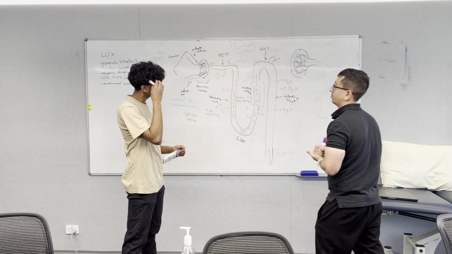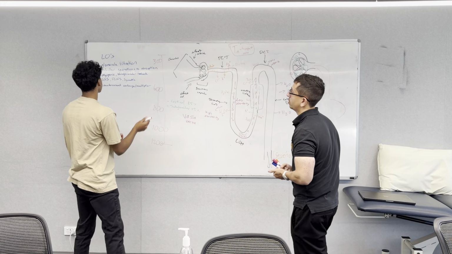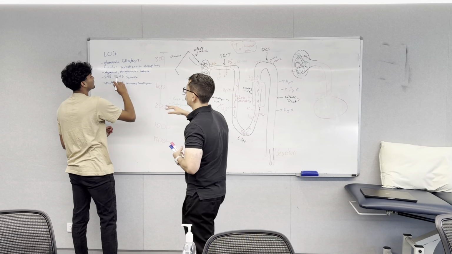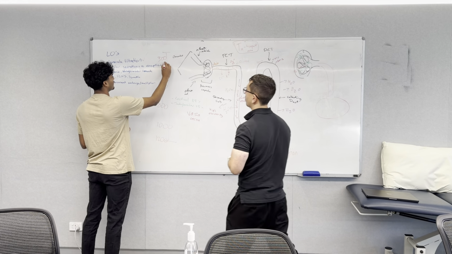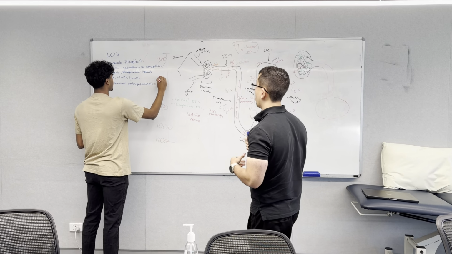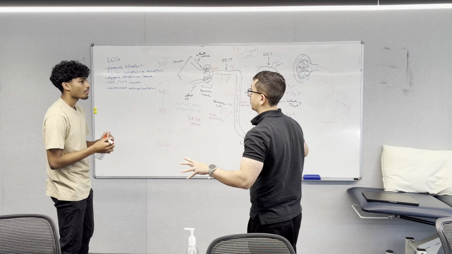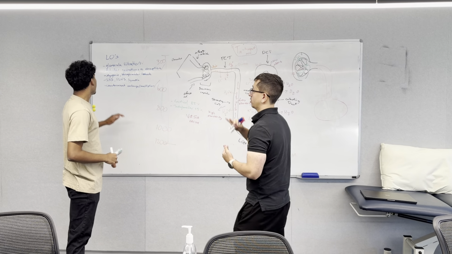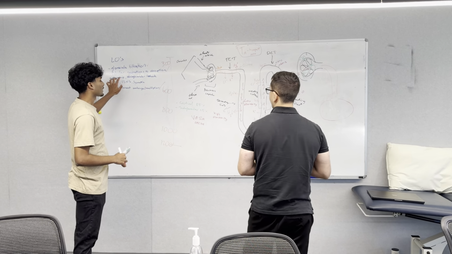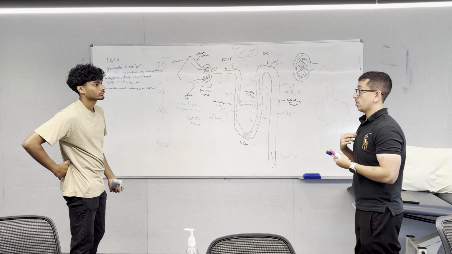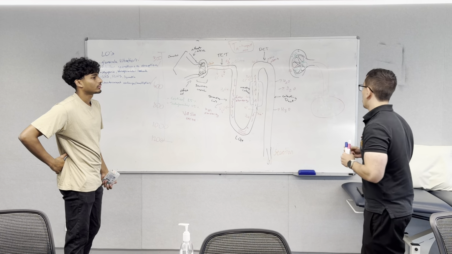Okay, so we've done glomerular filtration. We're pretty much done with that. So we know we're reabsorbing stuff. Let's see how we alter this mechanism through, let's say, the myogenic response. Do you want me to do it? Up to you. I'll do it.